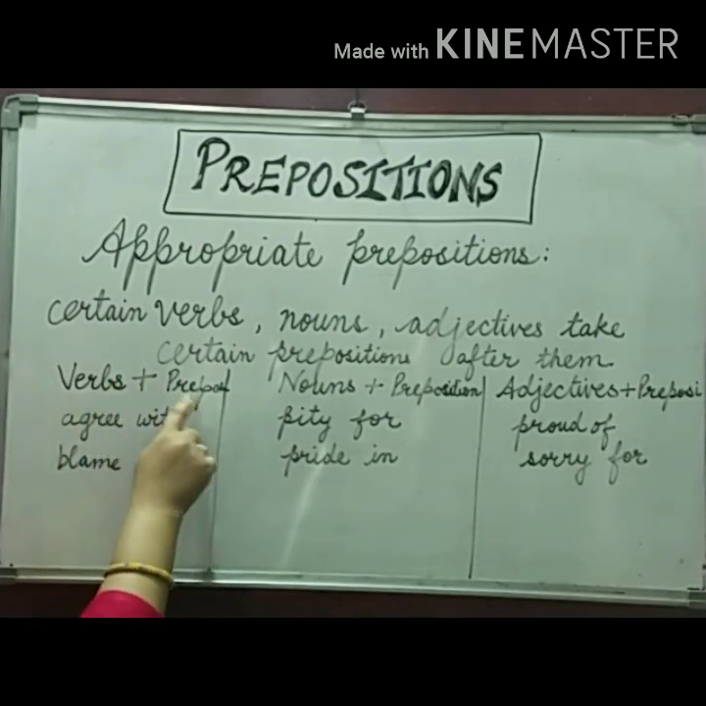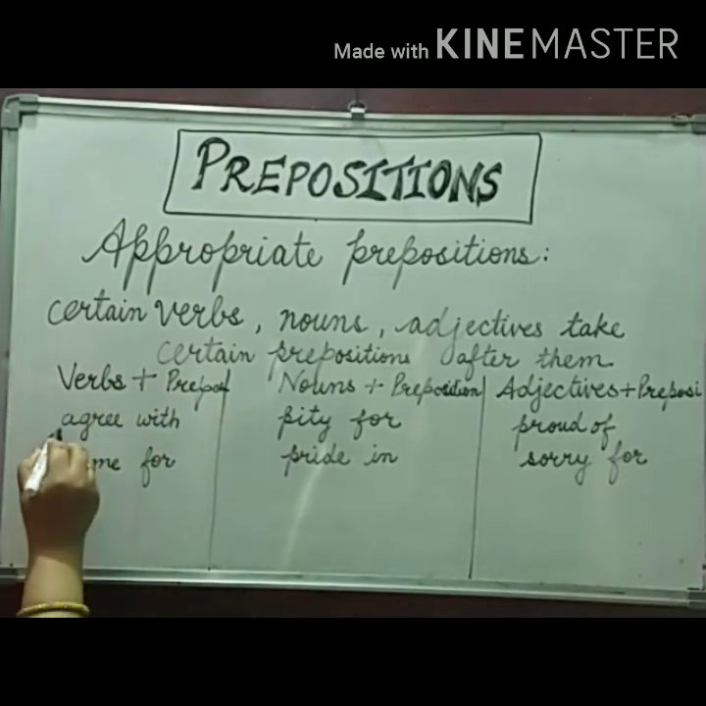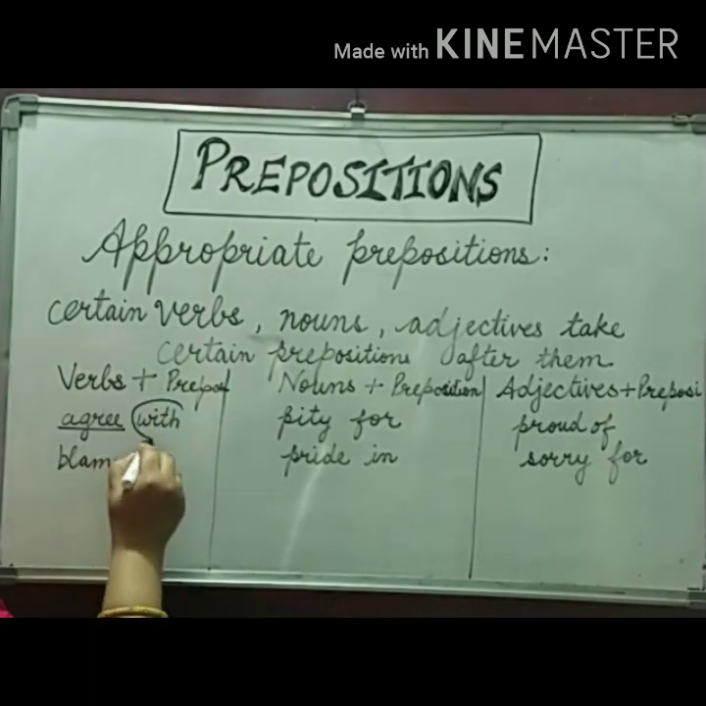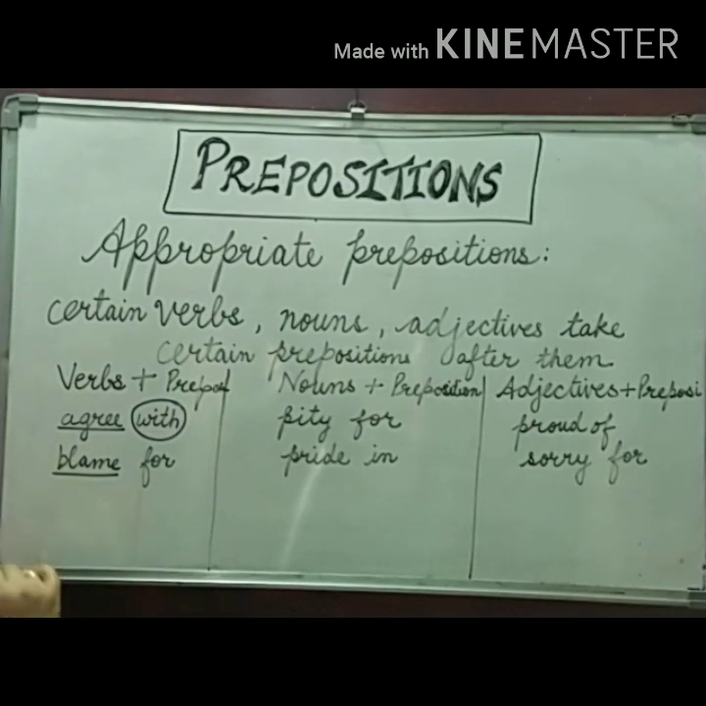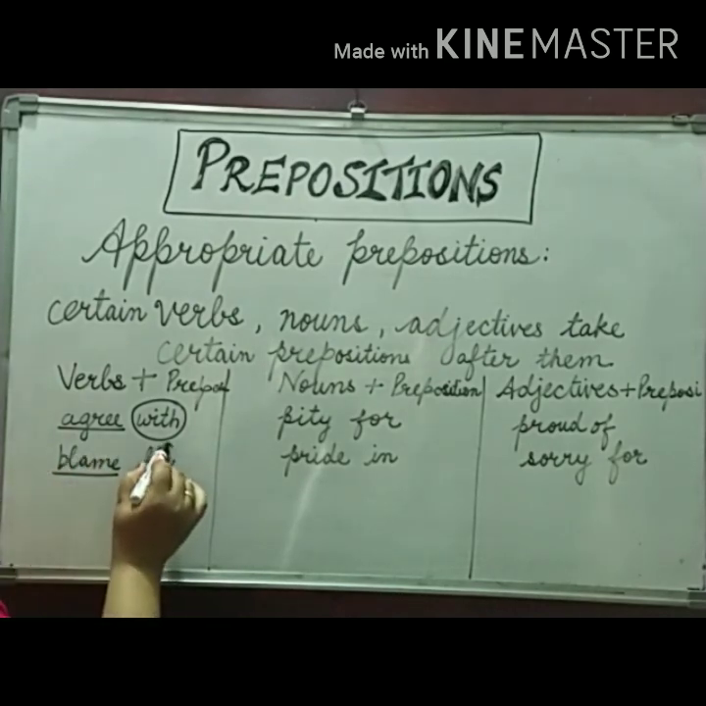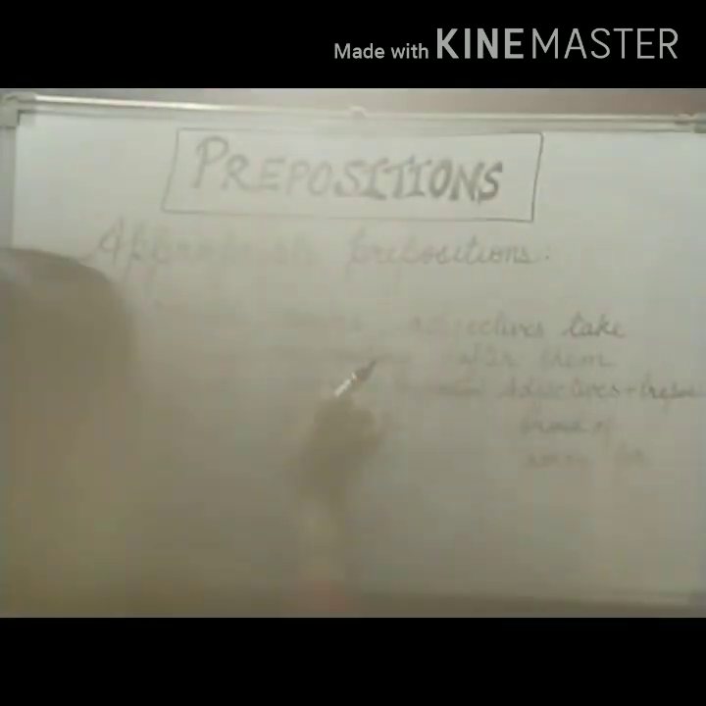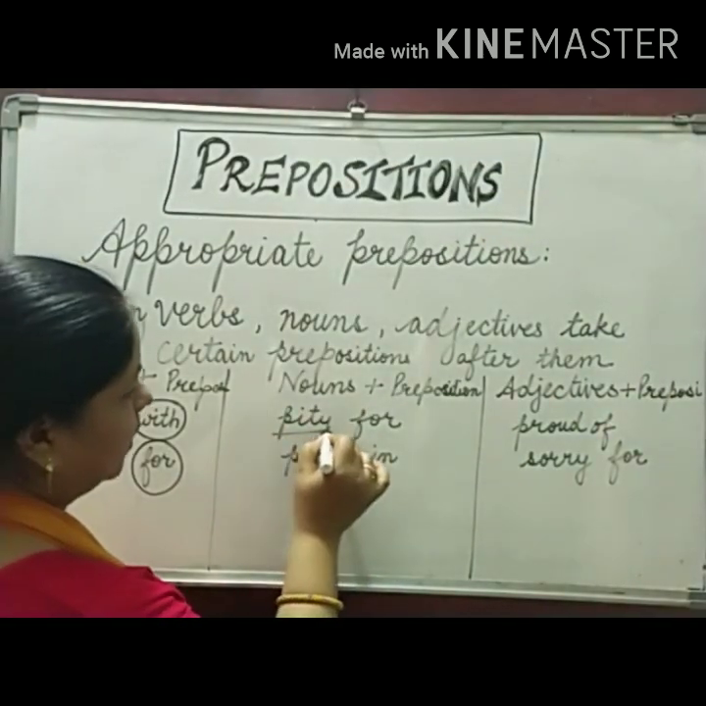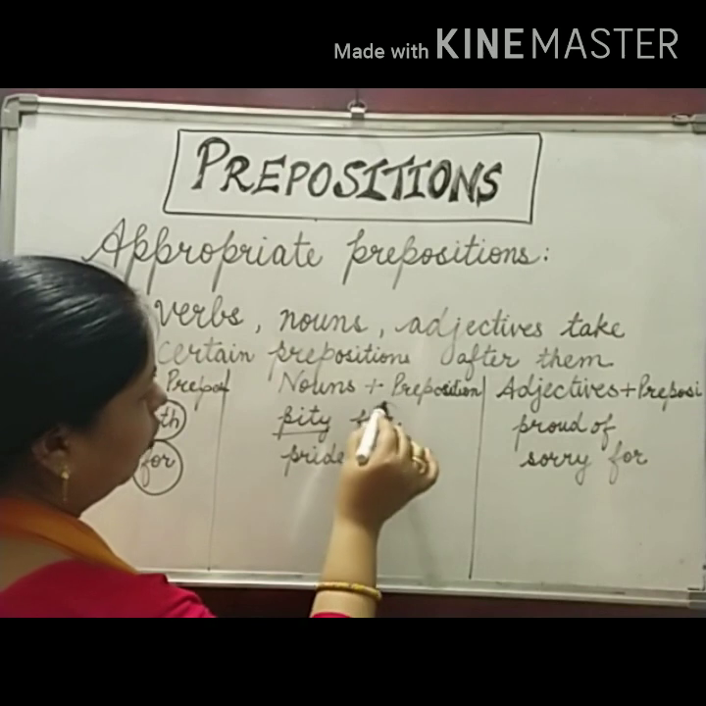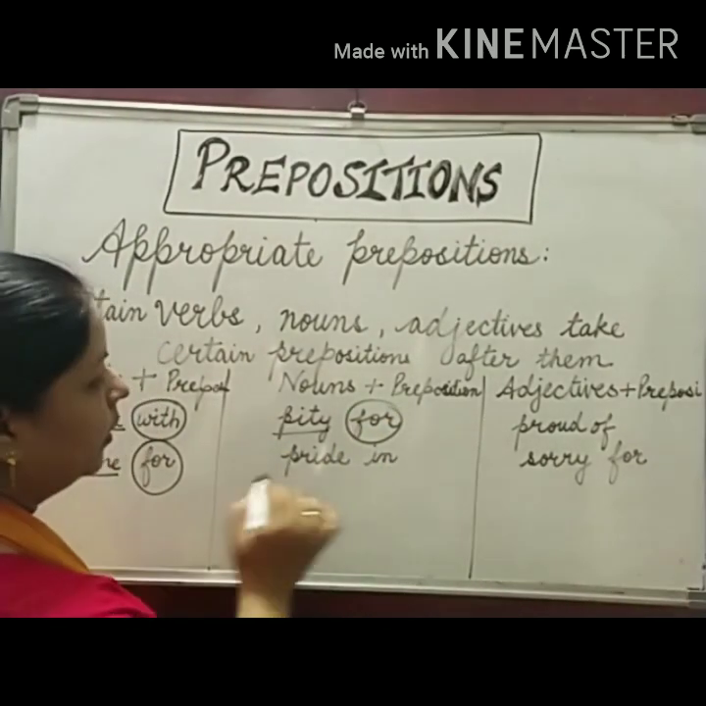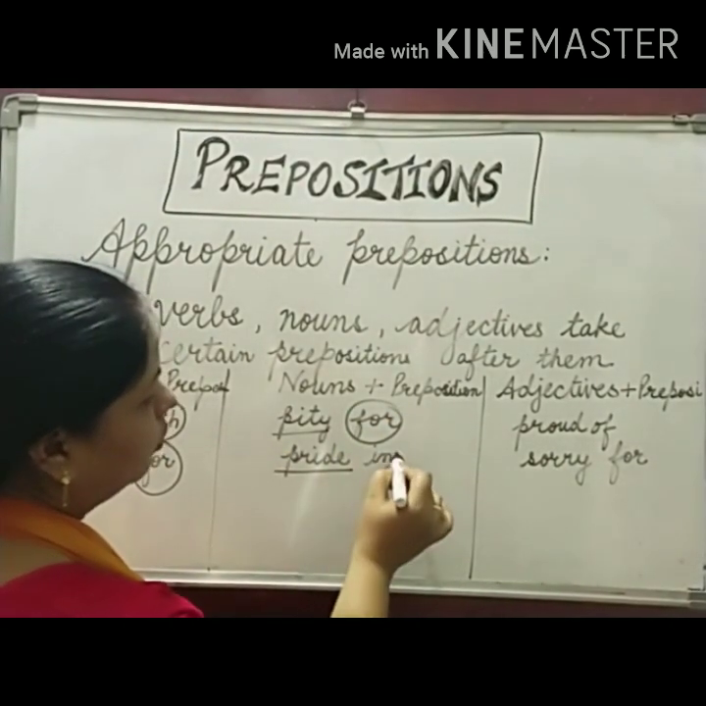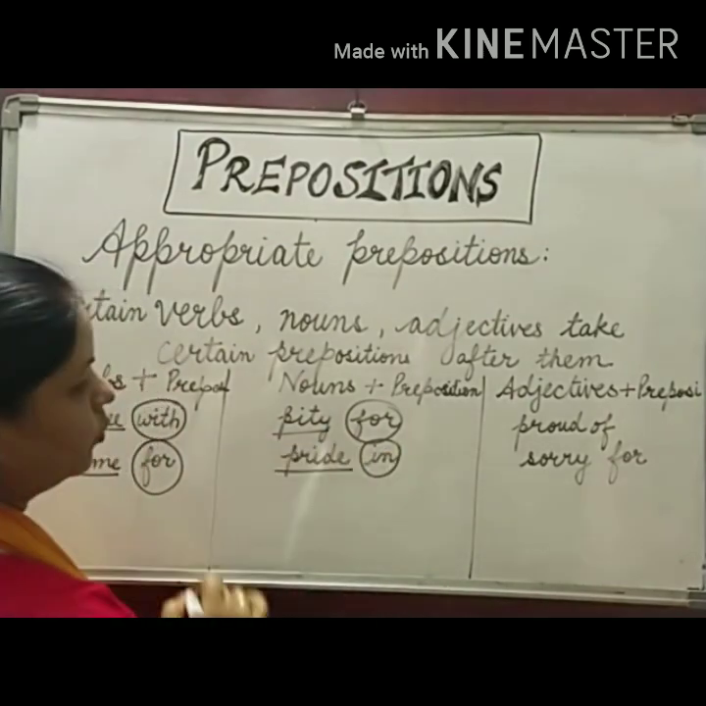Here I have taken two examples each. Verbs plus preposition. Agree is the verb. With that there is a fixed preposition, that is with. Then blame is a verb, and it is used with the fixed preposition for. Next we will see nouns. Pity is a noun. With that we use for as a preposition. Then pride is a noun. With this we use a fixed preposition, in.